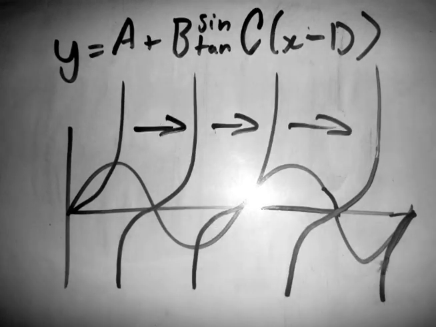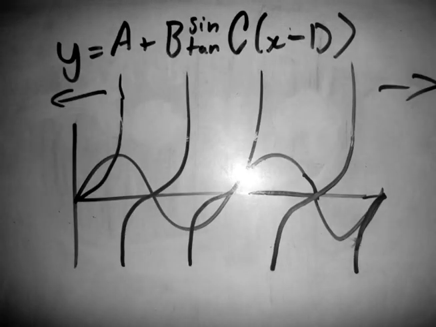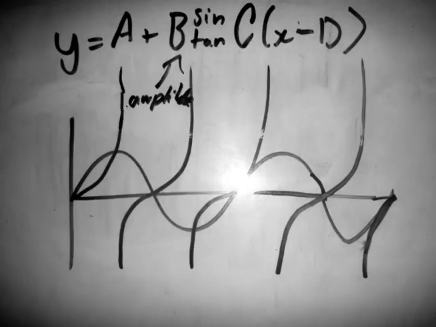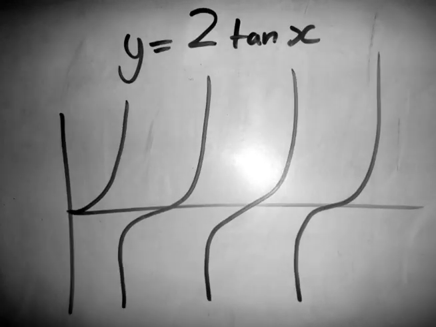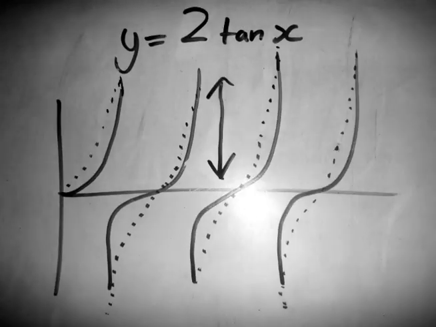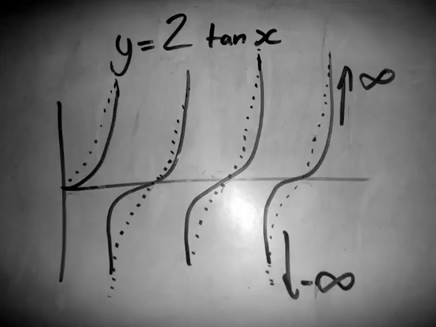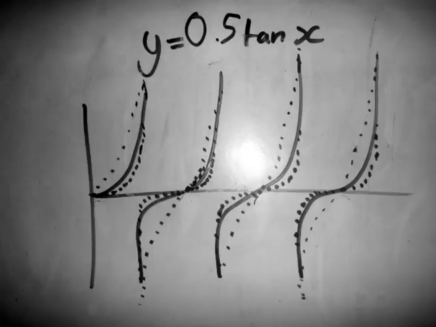A still moves up, D still moves sideways, C still squishes and stretches it. B does change the amplitude, but it's harder to notice, as it doesn't equal it. If B was 2, it looks sort of like this. Now this is being stretched upwards, and it has the same x-intercepts and all, but the amplitude is still infinity. If it was 0.5, it would look like this. It is squished, but difficult to tell.